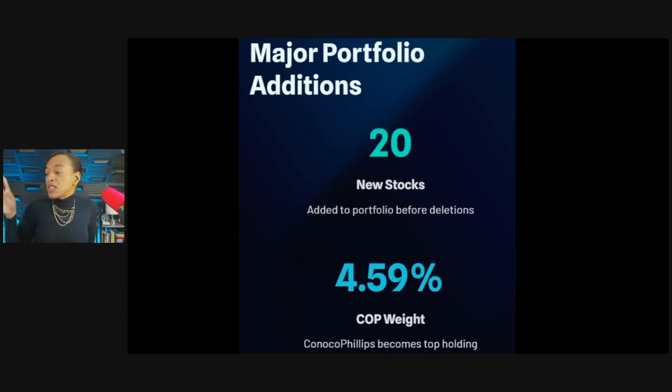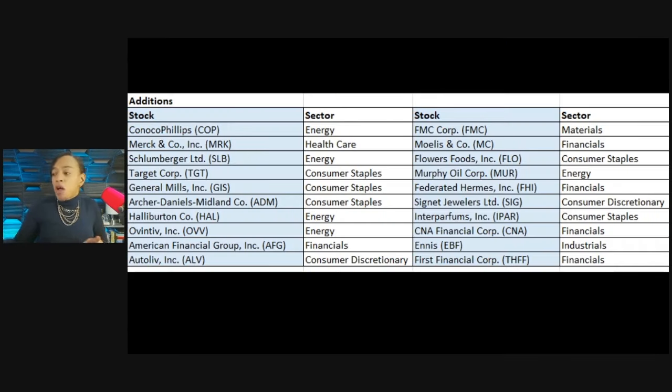Now let's get into those additions. There are 20 new additions to the fund, with ticker symbol COP becoming its top holding. I'm not going to go through them all, but this is a listing of all of the new additions of the fund that you can take a look at.